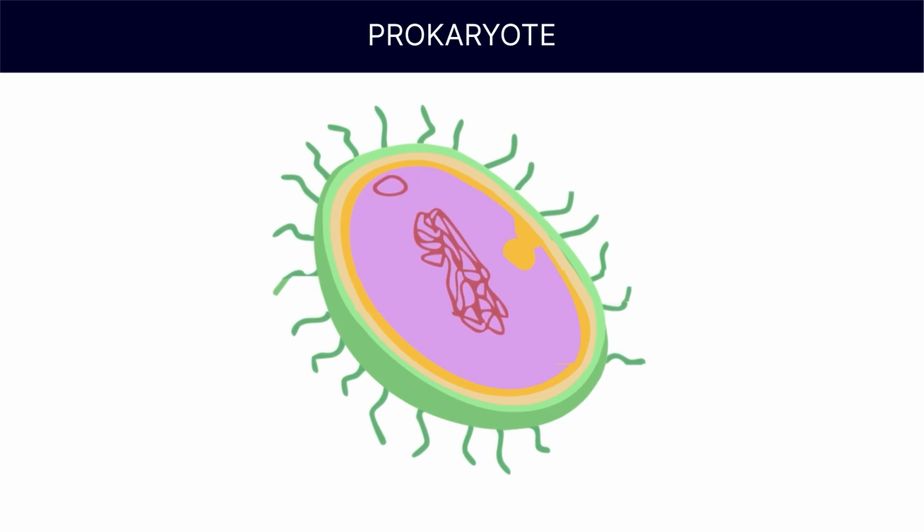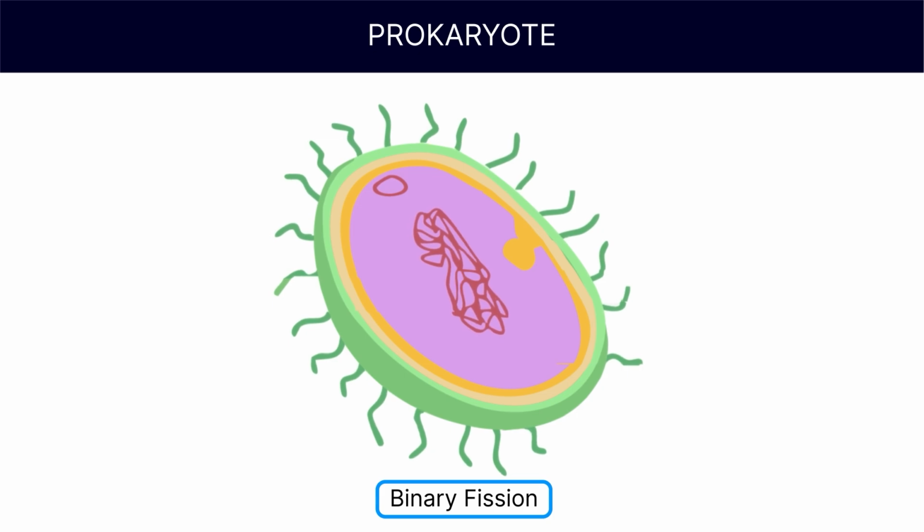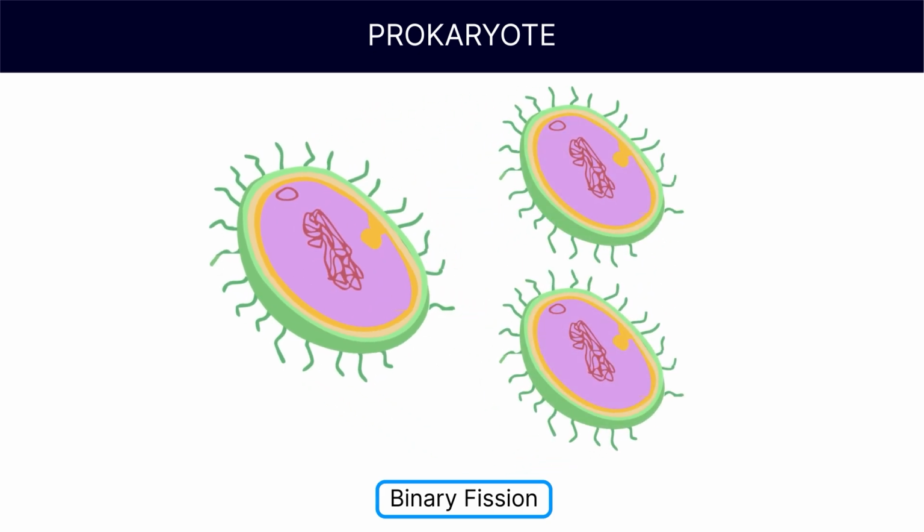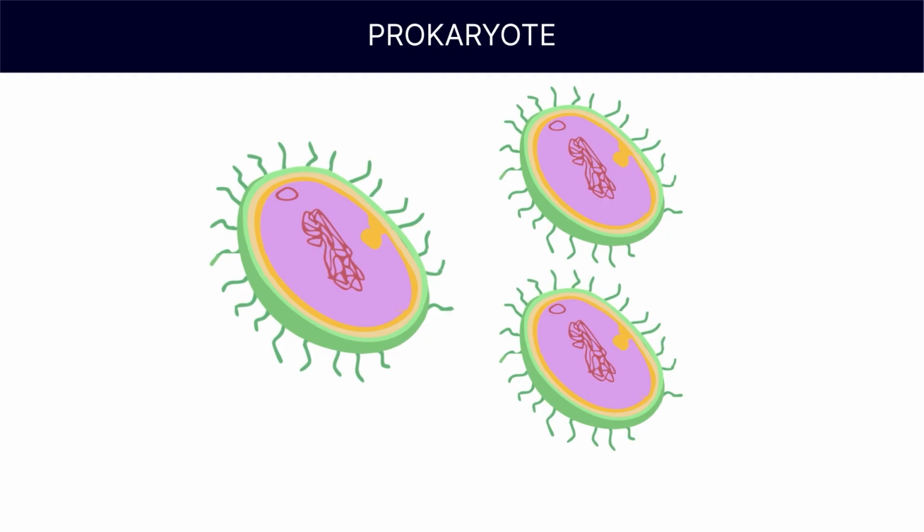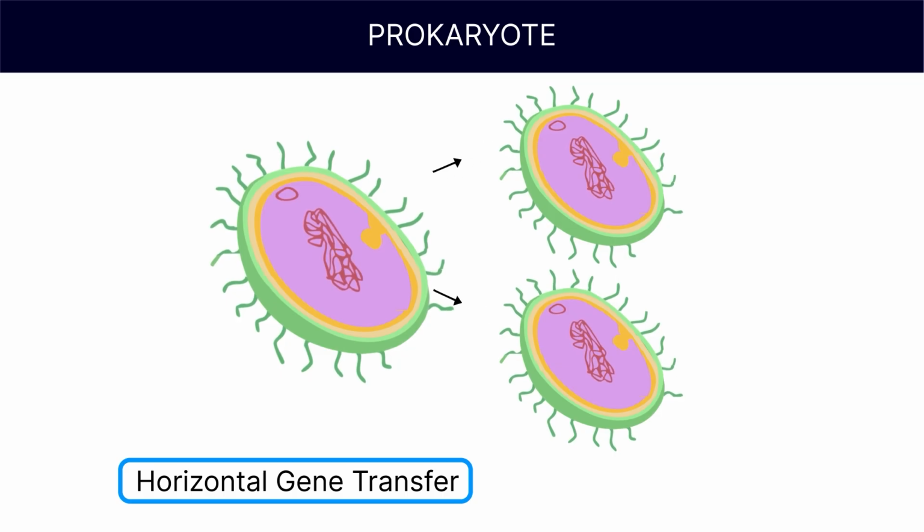Prokaryotes are only capable of asexual reproduction, which they accomplish through binary fission, a process by which a cell makes another chromosome and then splits into two. Because of their method of reproduction, prokaryotes are often able to share genetic information via horizontal gene transfer, or lateral gene transfer.